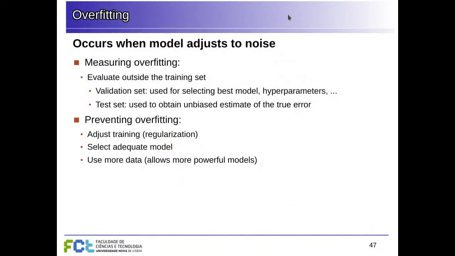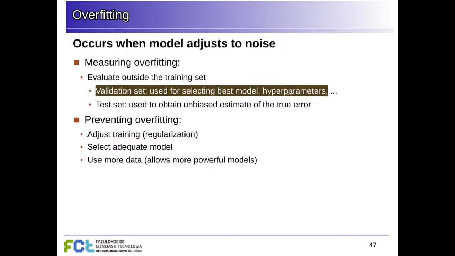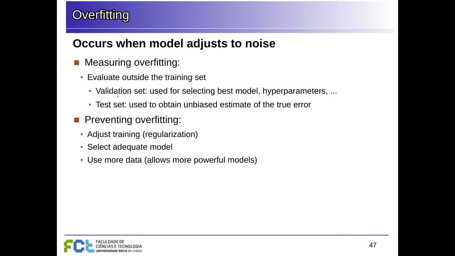So for this, we need in general to have different data sets. We have the training set that we use to adjust the parameters of the model, and then we have points outside the training set that we can use either to choose other aspects, for example, different models, meta-parameters, regularization, and so on. And this is called the validation set. We are using data outside the training set to decide which is the best combination of models and hyperparameters to use in our problem. And we also usually use a test set to get an unbiased estimate of the true error.